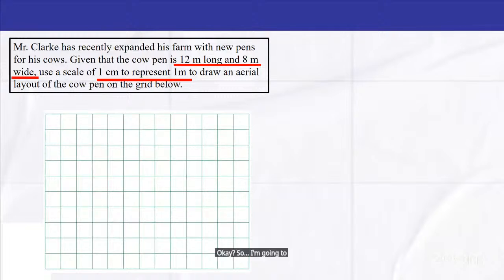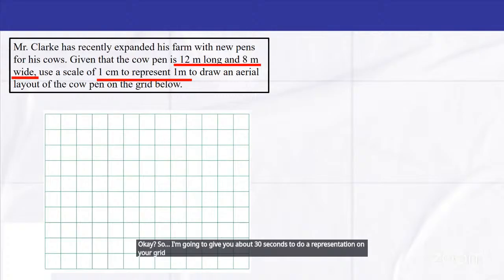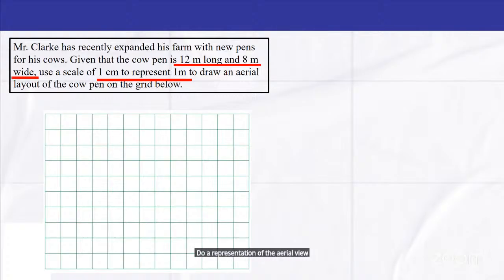Okay, so I'm going to give you about 30 seconds to do a representation on your grid paper. Do a representation of the aerial view of the cow pen. And then I will project mine. Take into consideration while you're doing your representation, take the scale into consideration. 1 centimeter to represent 1 meter.